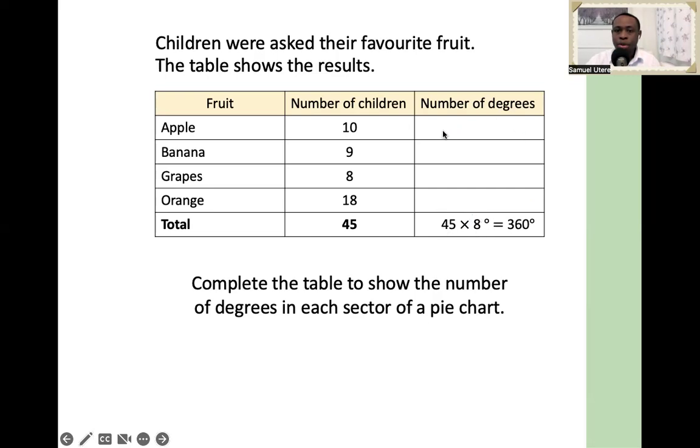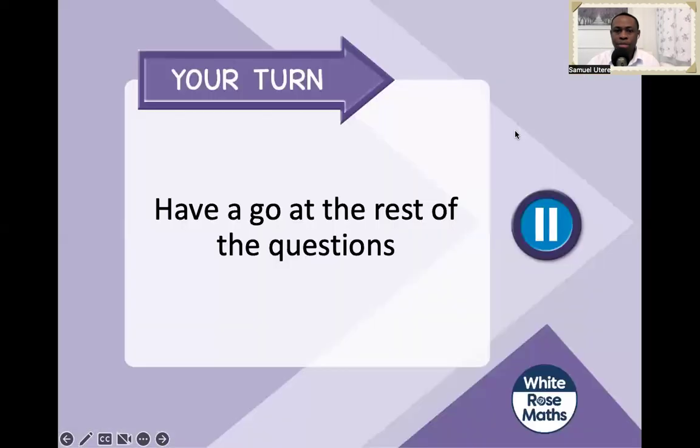And it's that special number that we're going to use to multiply each of these data points to get the degrees that we're going to use to represent 10 apples, or number of children, which is 10. Sorry, number of children to represent 10 children. So next we'll do 9 times 8, 8 times 8 degrees, and then 18 times 18 degrees. So now the next step is to represent this data in a pie chart.